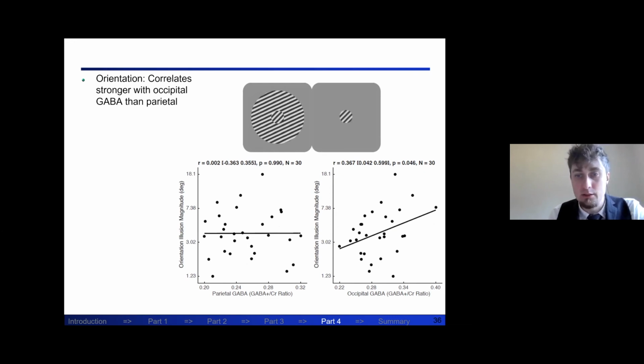And correspondingly, we found that the occipital was related to orientation illusion magnitude, but not the parietal. And the illusion here is that these lines should appear more vertical than the ones over here, even though they have the same physical rotation.